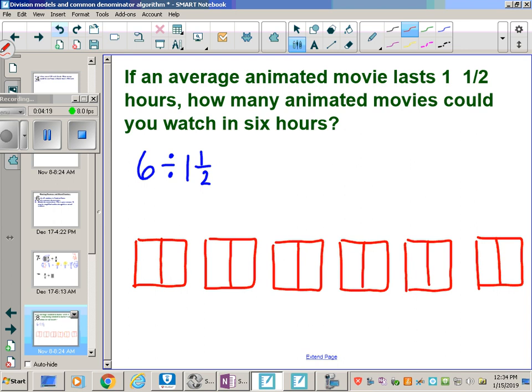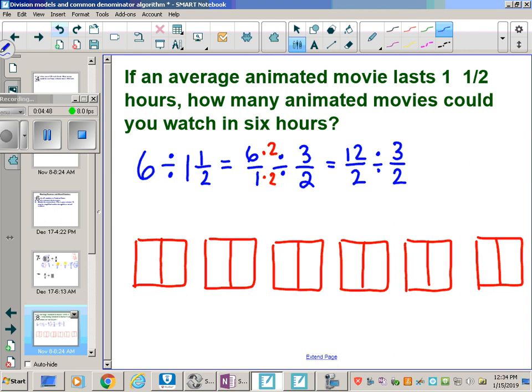Now, I want to point something out to you. If we were to follow the steps that we've been talking about, we would have rewritten this problem as 6/1 divided by 3/2. And notice, if we find a common denominator, in this case it would be 2, because 1 and 2 both go into 2. So we'd have to multiply 6 and 1 both by 2 to give us 12/2 divided by 3/2.